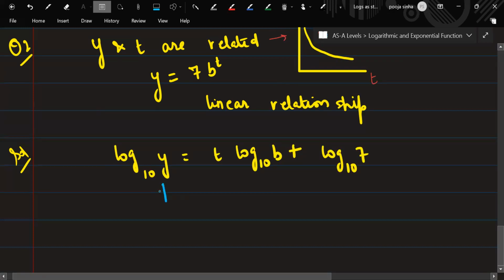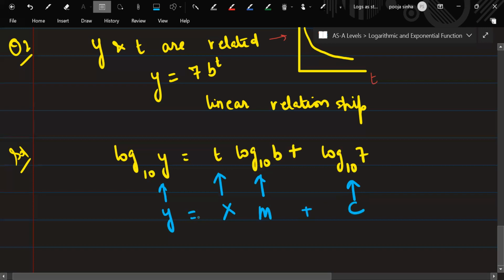Y is log y. This is y. M is, one second. Log b, I think. Correct. M, because this is going to be the T. You cannot have x in it. But in this case, x is t. So, or c is what? Log 7. Okay, this is clear to us.